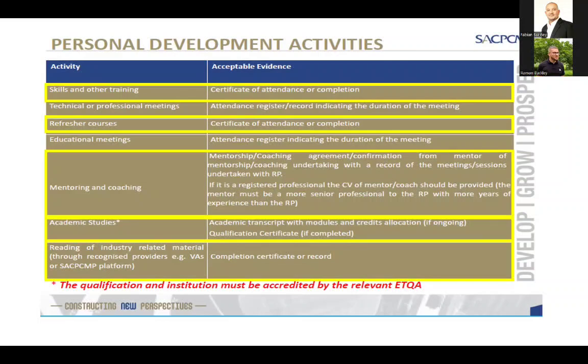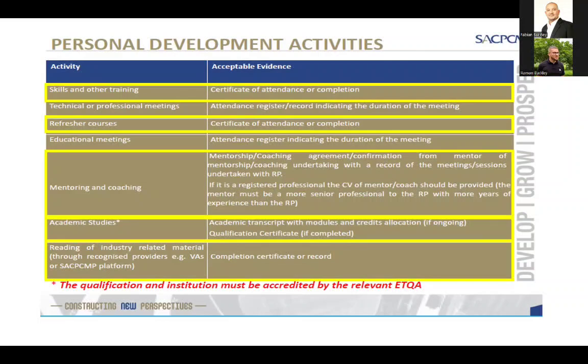Then we're going to go through to the next activity, which is academic studies. So these academic studies are your professional qualifications. Academic studies are, for example, if you're doing any higher education and training certification or professional qualification, then what they want from you is your academic transcripts with your modules and the credits allocated. And if it's ongoing, then you need to provide them with that information. And then the qualification certificate if completed.